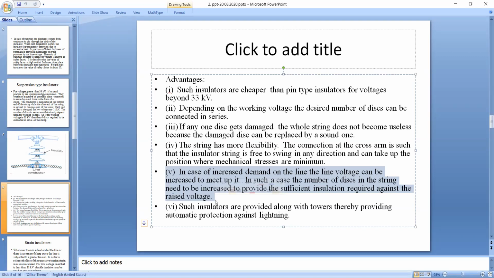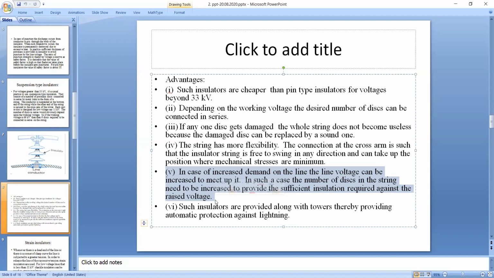against the raised voltage. So if you have load raised, if the load value has increased, that means you have to raise the voltage also. So working voltage will increase. And if working voltage increases on the conductor, then the voltage rating of the insulator string also has to be increased. So how can that be increased? By adding more number of discs in series in the insulator string.